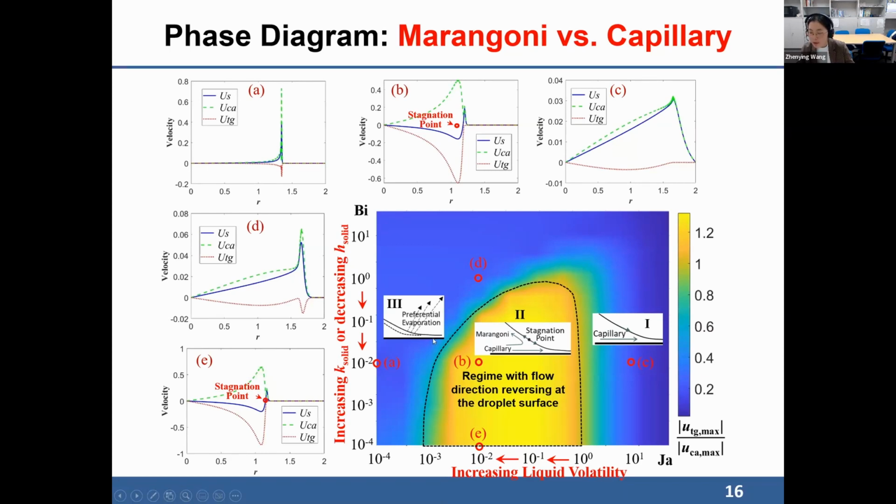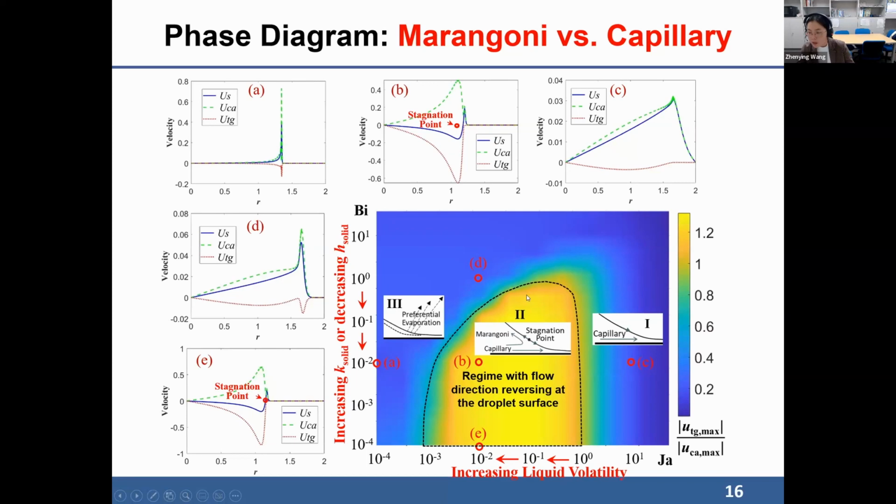And then if we further increase the liquid volatility, when the droplet becomes highly volatile, for example in a flash evaporation case, or evaporation of a refrigerant on a heated substrate, the strong evaporation flux near the contact line will become dominant. This preferential evaporation near the contact line, this strong evaporation mass flux, will retard the spreading of the droplet.